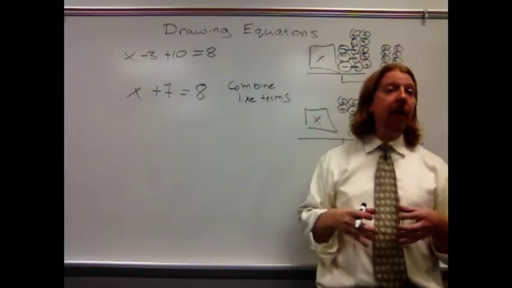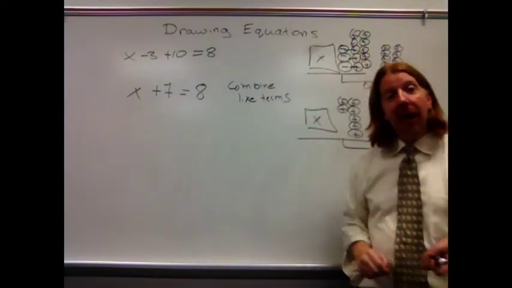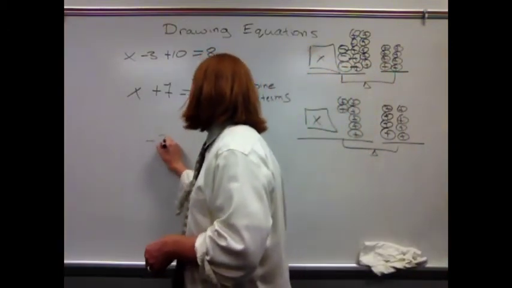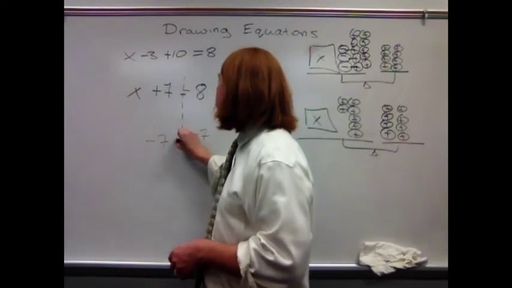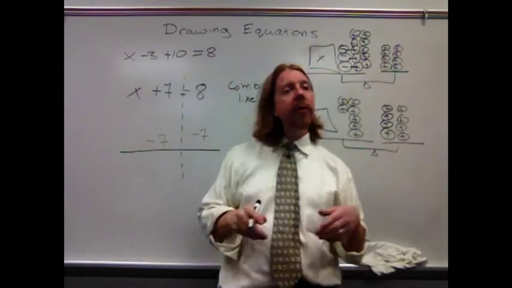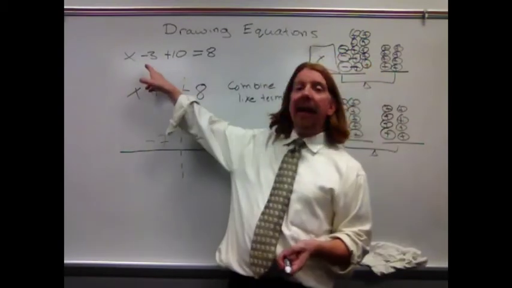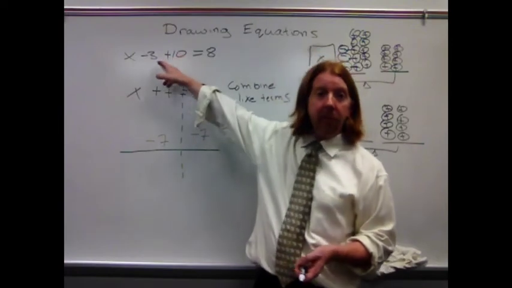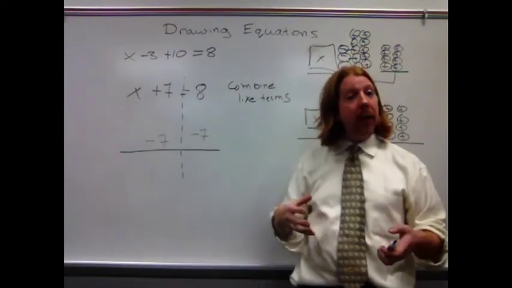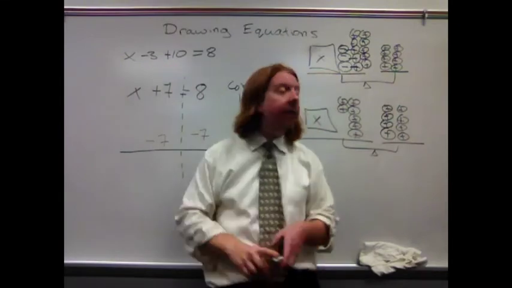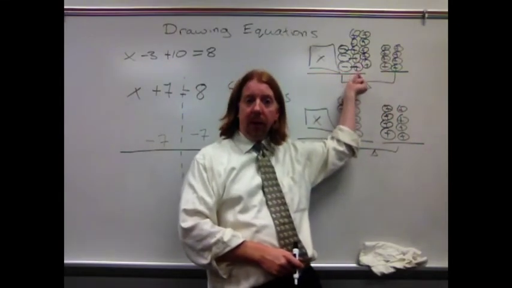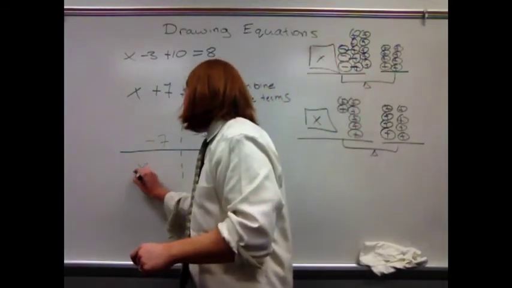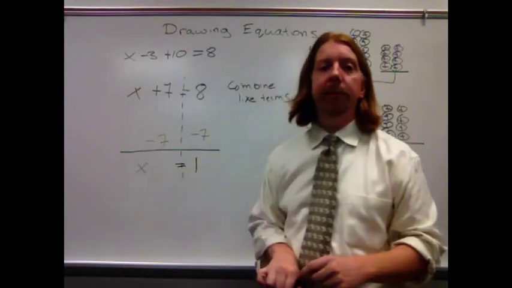Now that I've combined my like terms, I can go a step further. I know algebraically I can subtract 7 from both sides. Now notice the difference. I did not add 3 to both sides or subtract 10. I didn't do plus 3 plus 10. What I did was I merged these 2 quantities together simply by canceling what I'm seeing over here in the picture. So now I'm left with x is equal to 1.